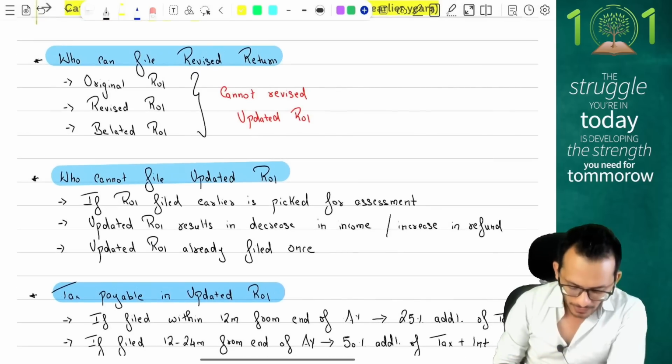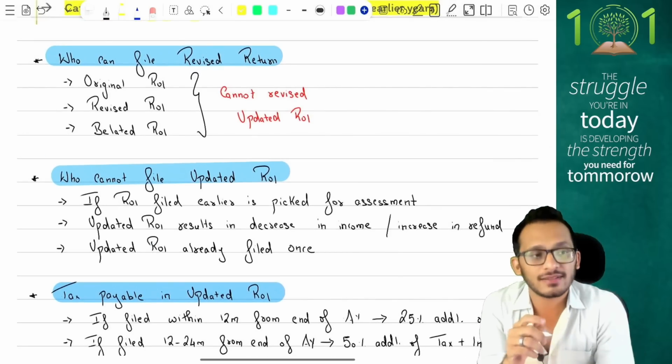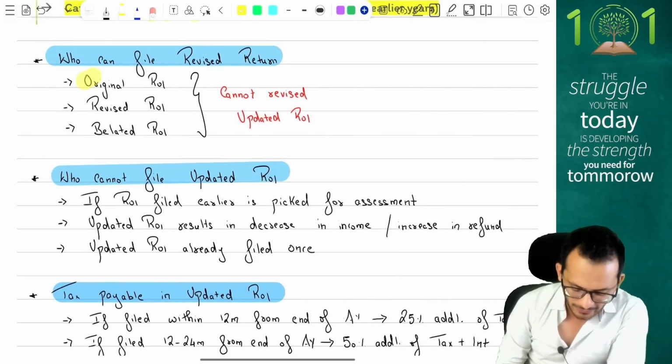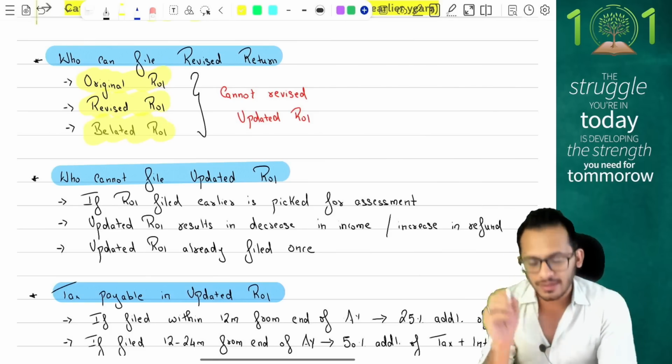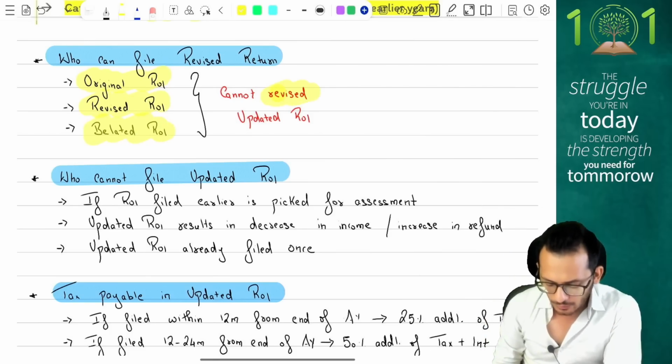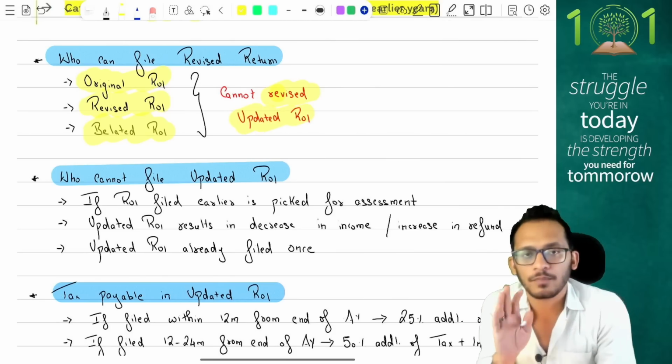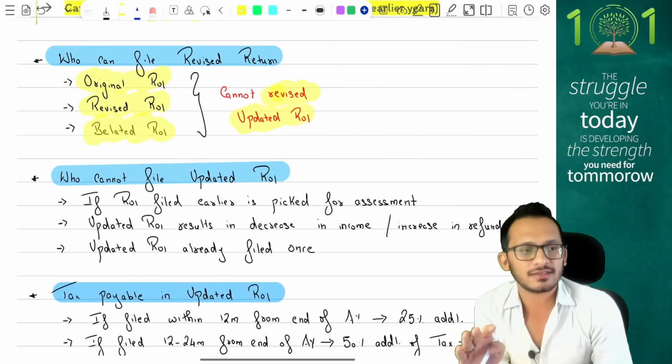Theory number 4. What are the cases where you can file a revised return? You can file a revised return if you have an original return. You can file a revised return if you have a revised return. You can also file one if you have a belated return. But the one case where you cannot file a revised return is when you have filed an updated return. If you have filed an updated return, you cannot file a revised return for it.